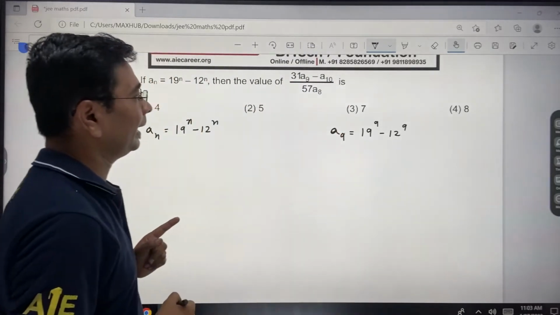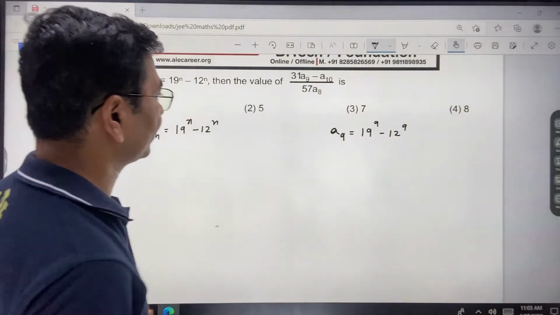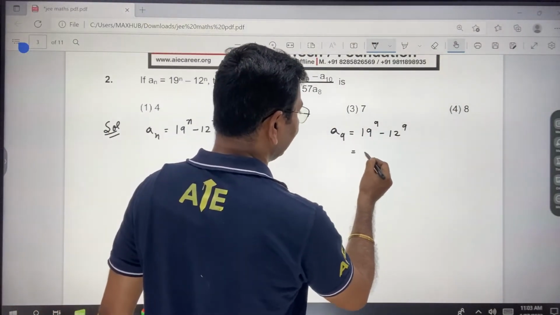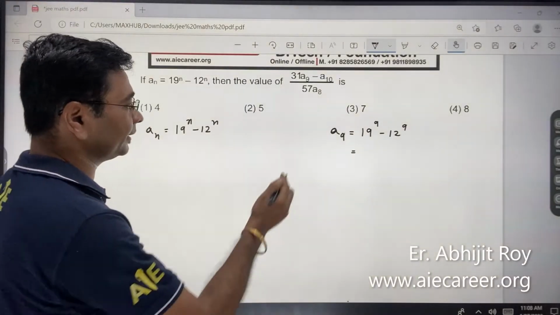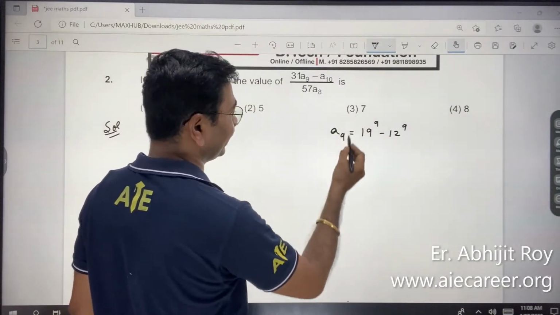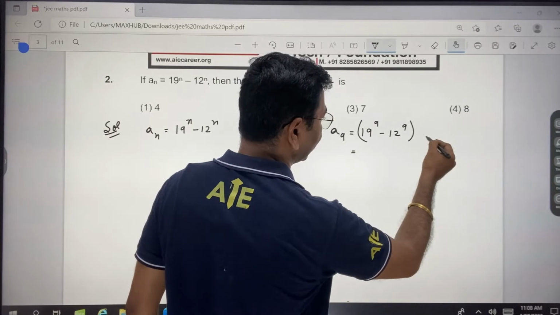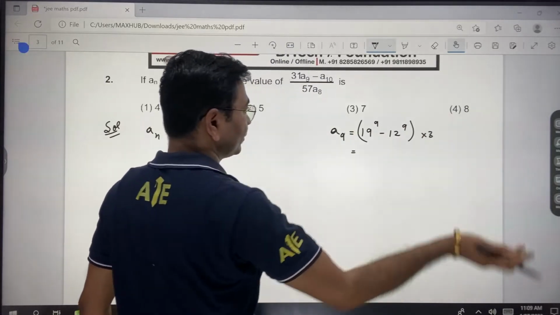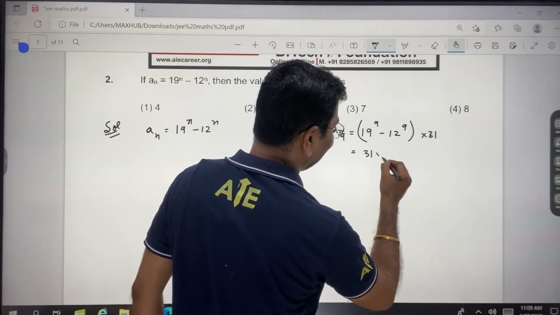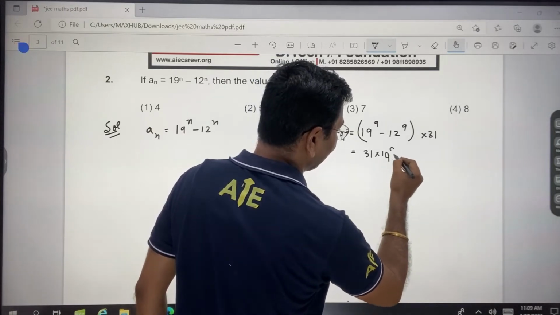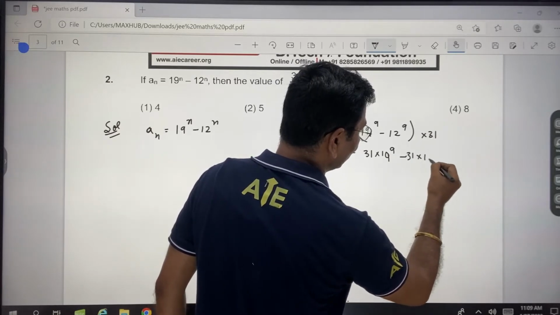So this is as simple as this. Okay, so this is the first part. Now you need to multiply this, right? तो हम आपको ये बोल रहे थे कि this is this, but I need 31 times, so you can multiply this with 31. So you have a bracket over here with the 31 in it. Okay, so with the 31 in it, and therefore 31 into 19 to the power 9 minus 31 into 12 to the power 9.